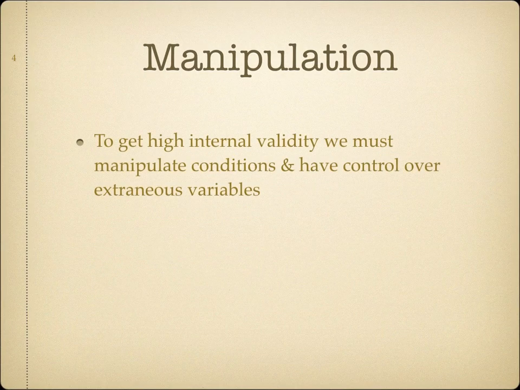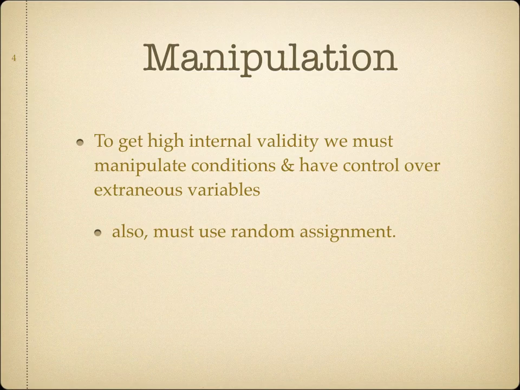Now, manipulation is our key to getting high internal validity. We have to have control over conditions and other extraneous variables that might be potential influencers of the dependent variable that we're measuring. We want to get control over those things so that we're only left with the manipulation that we intend to cause differences in conditions. We also have to use random assignment, and that creates the opportunity for us to no longer be concerned about differences from individual to individual being an influence over the outcomes in the study.